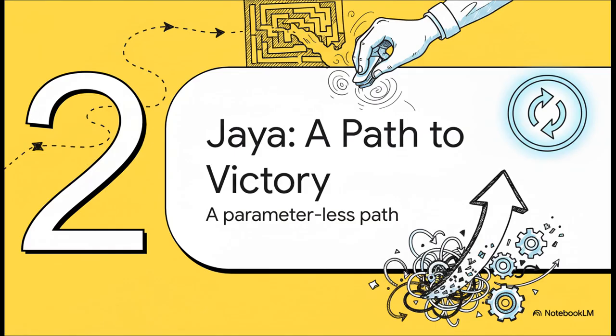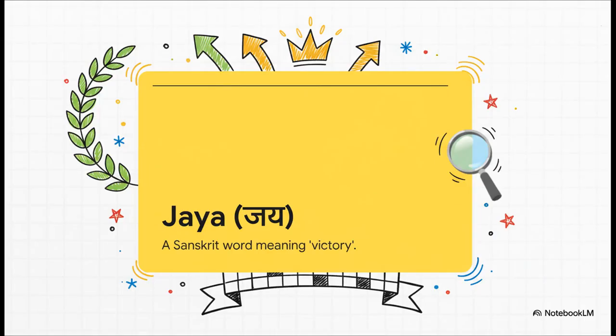But what if you could just skip all that guesswork? What if there was a more direct path to the solution? Well, this is exactly where Jaya enters the picture. It offers a totally different approach, one that just gets rid of all that extra baggage. The name itself really tells you everything about its purpose. Jaya is a word from Sanskrit, and it simply means victory. The whole point of this algorithm is to win, to find the best possible answer to the problem, period.